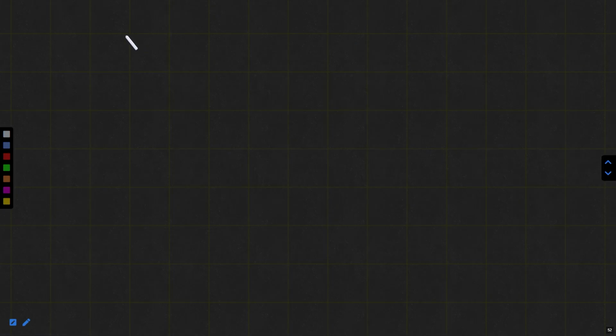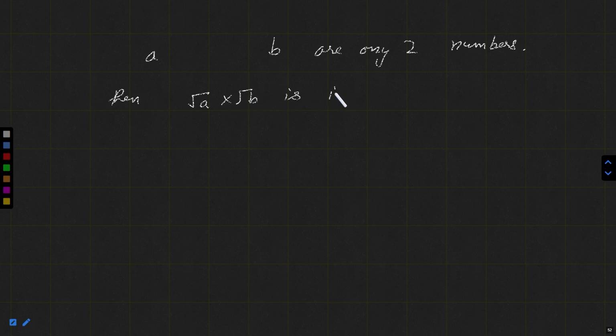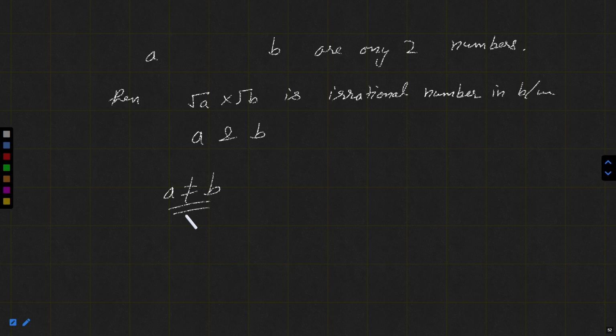So in summary, we can easily say that if A and B are any two numbers, then root A into root B is an irrational number in between A and B. Also remember that A and B are not equal, and A and B are non-zero, because if A is 0, then root of 0 is 0, then multiplying will give me 0. So we won't get an irrational number like this.